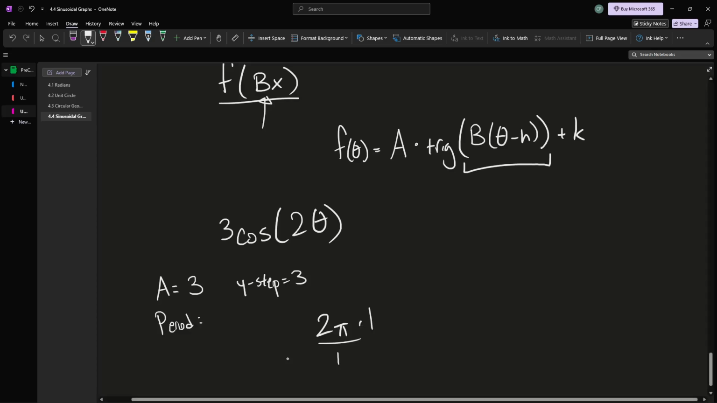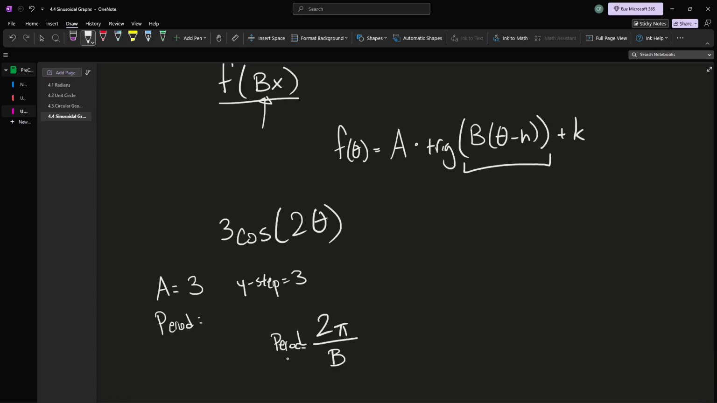And now let's look at, instead, now I have 2. We talked before, if there's a 2 here, that means the inside is being doubled. So it actually gets there faster. If it gets there faster, my period will decrease. It will shorten. So what we actually do is, your period formula is now 2 pi over b. This is my period. We plug it in. You have 2 pi. b is whatever's multiplying theta right here. 2 pi over 2 gives me just pi. So my period is pi.